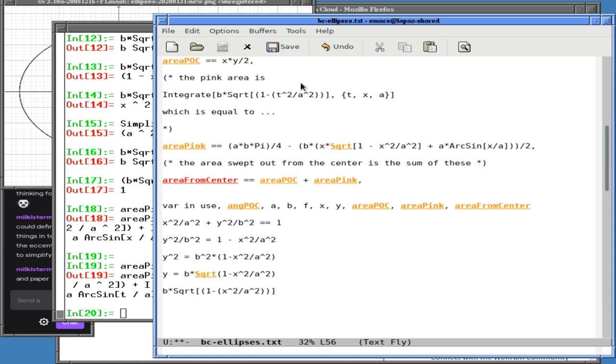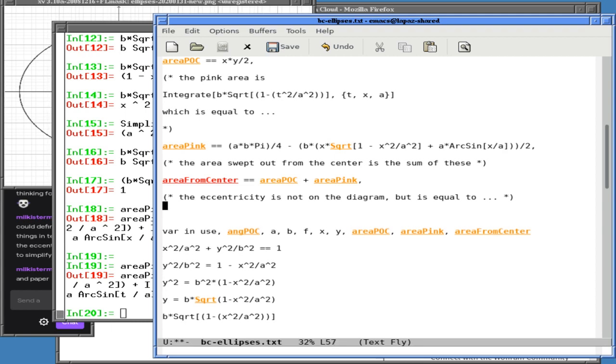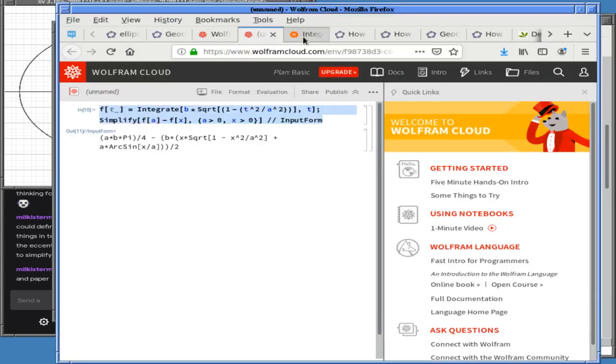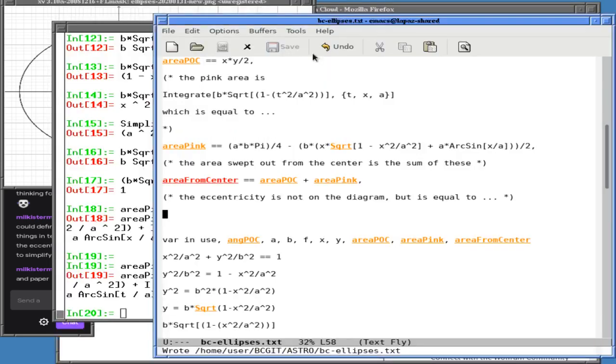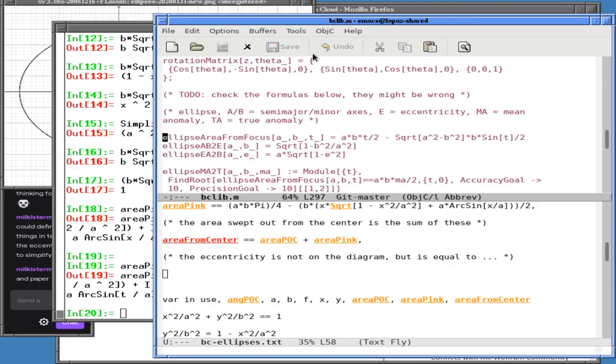Yes, two things before I forget. The eccentricity is not on the diagram, but is equal to... what is it equal to? Do you know? I forgot. Oh, you know what? I actually have this somewhere. I actually worked this out. I mean, it's not hard to work out. Ellipse AB to A, the eccentricity A, is.